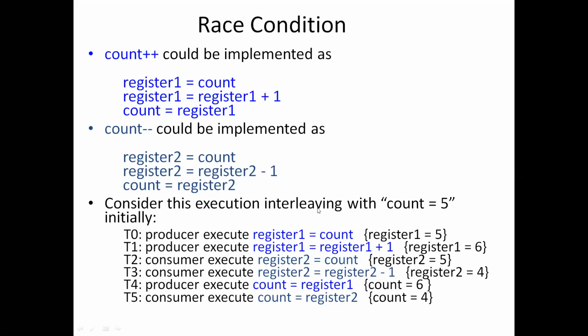You can see here one thread will be executing this statement, another thread will be executing that statement, and another thread will be executing the next one. Consider this execution is interleaved, with count equal to 5 initially. Thread 0, the producer, executes the statement register 1 equal to count. Count is 5 initially, so 5 we are placing in register 1. Next, thread 1 is executing register 1 equal to register 1 plus 1. That is the producer executing register 1 equal to register 1 plus 1.